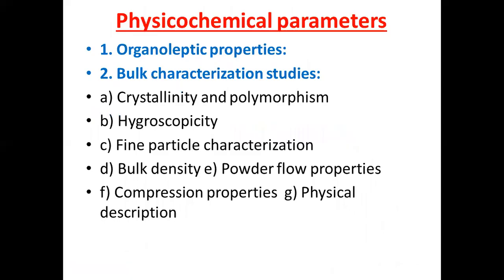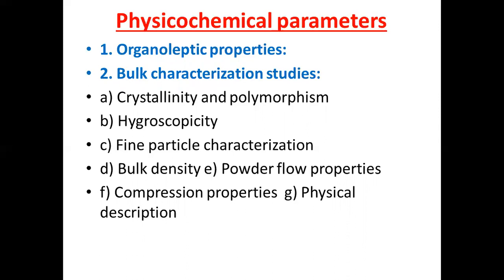Next are the physicochemical parameters: the organoleptic properties and bulk characterization studies. Under bulk characterization studies, there are up to seven parameters. And before going into this, you must know what the organoleptic properties are. Organoleptic properties are the aspects of food, water, or other substances that create an individual experience, and these experiences are through the senses like taste, sight, smell, and touch.